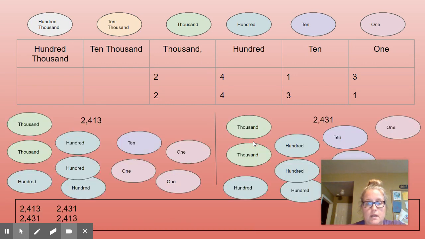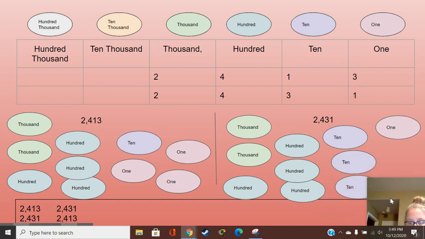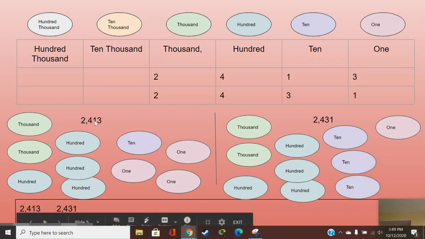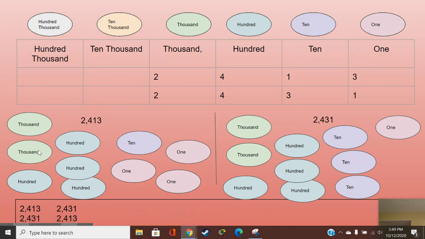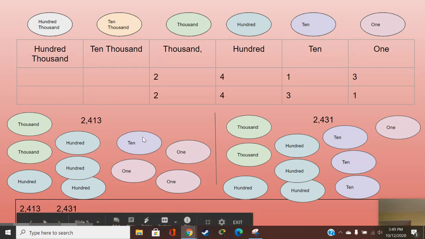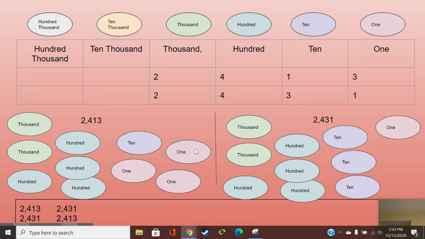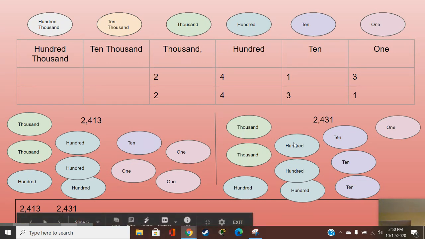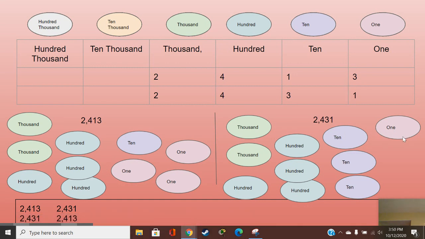So here is what it would look like. I'm going to scoot myself off the screen for just a minute. So I have 2,413. I have two of my thousands. I have 4 hundreds. I have 1 ten, and I have 3 ones. And I also am going to compare that to 2 thousands, 4 hundreds, 3 tens, and 1 one.